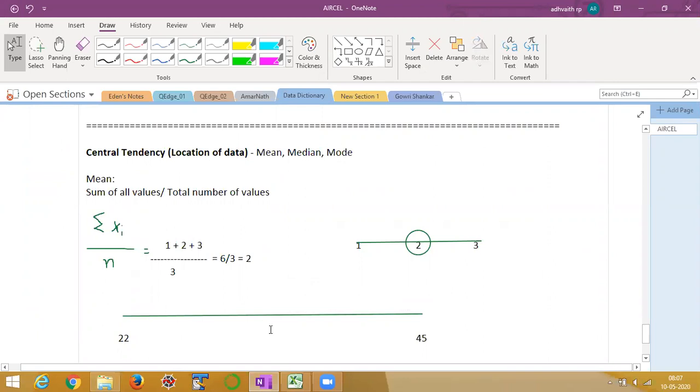If I distribute 22, 23, 24, 25, like till 45, it will be there. But I don't know where the center is between the minimum and the maximum. I want to have the centered value. So we calculate what is called the mean, 31.7. Hope you're understanding. What exactly is the mean talking about?